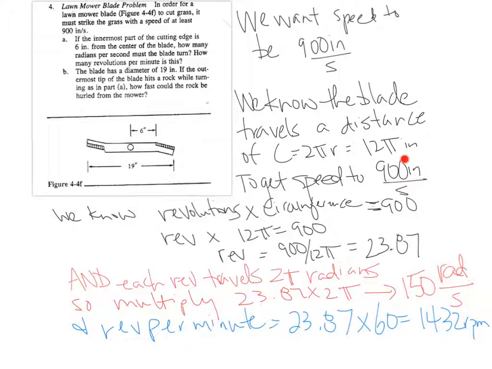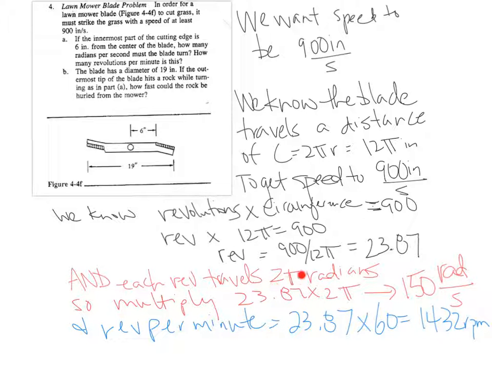So I took the 12 pi from the circumference and put it in here. So my revolutions times my circumference is equal to 900 inches per second. That's what I want my speed to be. So then my revolutions is equal to 900 divided by 12 pi, which is 23.87, and that would be 23.87 revolutions. But each revolution travels a distance of 2 pi radians.